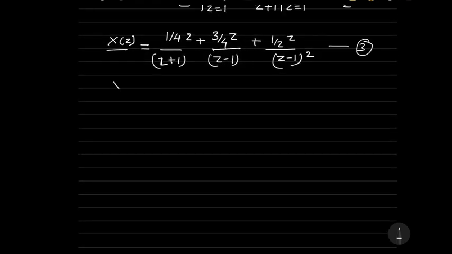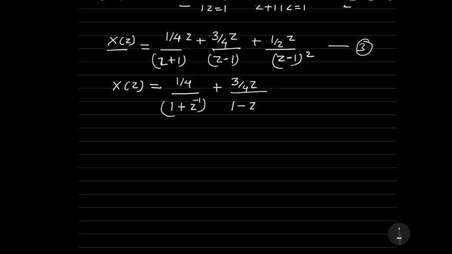in terms of z inverse, negative power, we get (1/4)/(1 + z⁻¹) + (3/4)/(1 − z⁻¹) + (1/2)/(1 − z⁻¹) whole square. Okay.